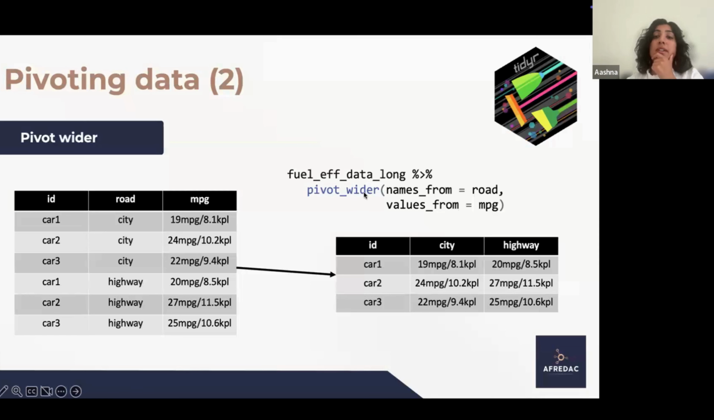So the function here, pivot wider, works in the exact opposite way. So now I'm concerned with where I would like to draw my column names from. So over here, I'm telling it, draw column names from the column called road. So over here, city and highway should be my column names. And over here, values should be drawn from MPG. So by default over here, you can see I haven't said anything about ID. So the ID column won't be touched. It'll just simply draw the column names from road, and it'll draw all of the values from MPG. So it works in the exact opposite way that pivot longer does. And we'll see these in a practical example after these slides.